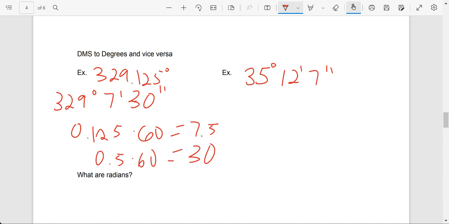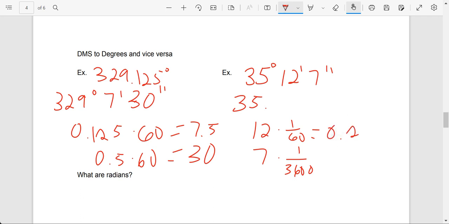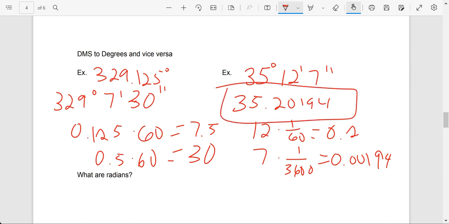Okay. Now we're going backwards. So I have 35 degrees. I don't know my decimals yet. But we have 12 minutes. I'm going to take 12 times 1 over 60. And 7 seconds. 7 times 1 over 60 times 60 is 3600. Multiply them together. You get 0.2 for the first one. 7 divided by 3600 is 0.00194. So that's going to get us 35.20194. That is what your answer is in degrees.